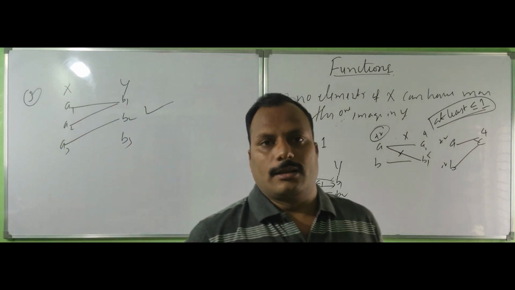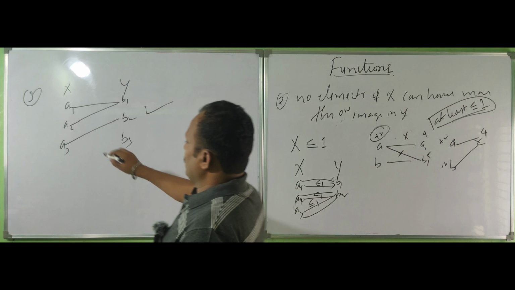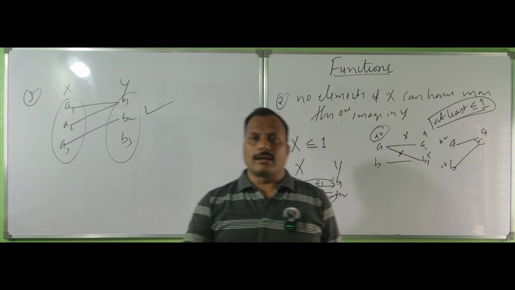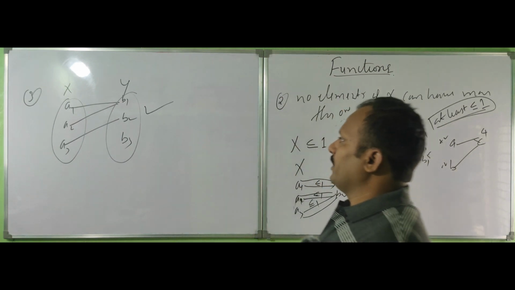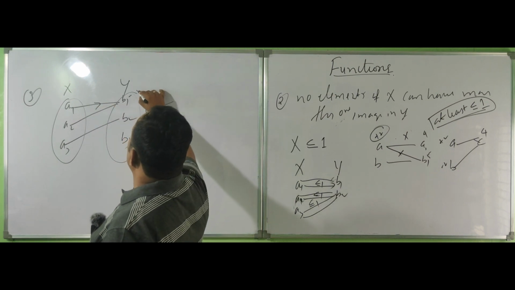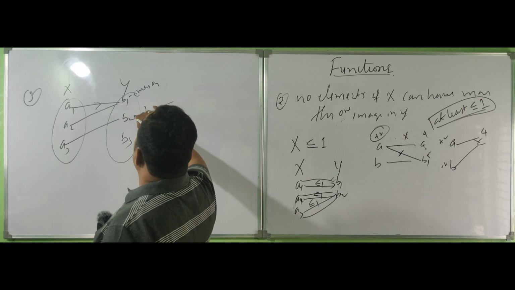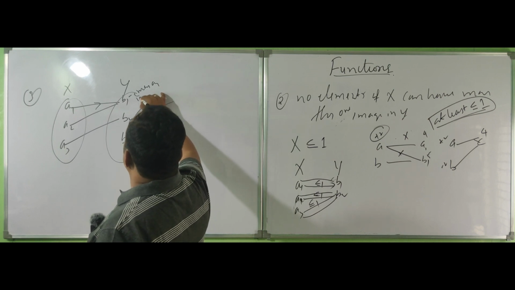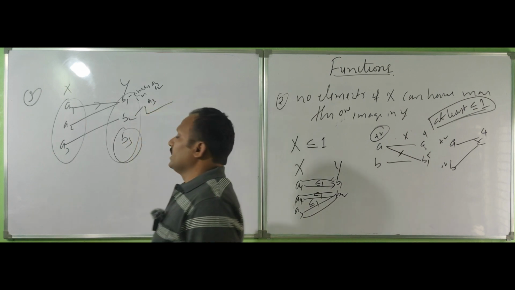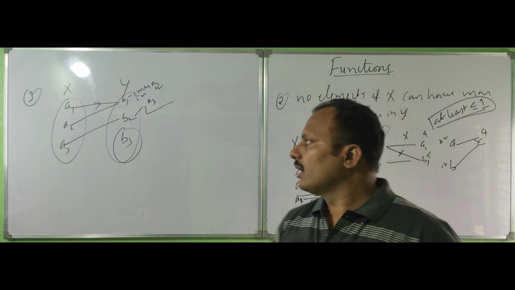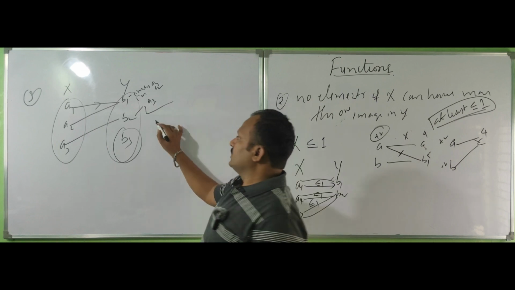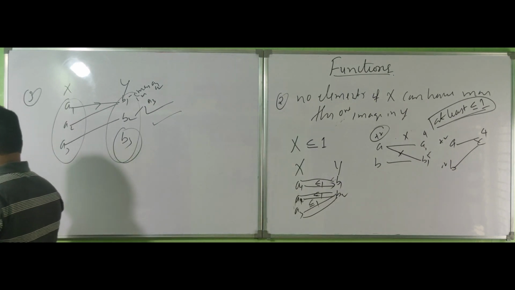Understand? Elements of A should be exhausted, but elements of Y may or may not be exhausted. They may or may not have pre-images. This is the image of A1, image of A2, image of A3, but this element does not have any pre-image, does not have any variable in X. And this is still called a function.